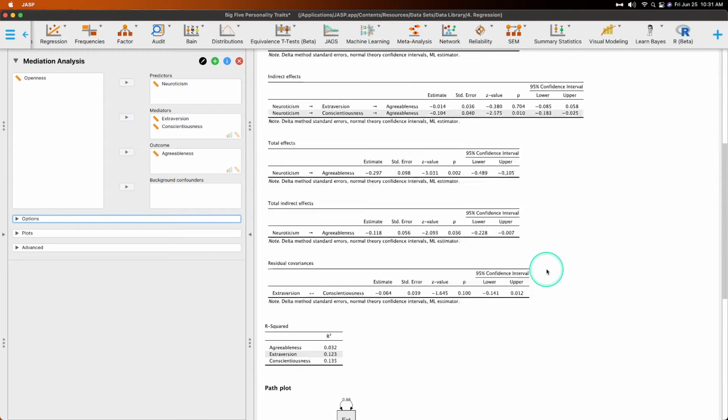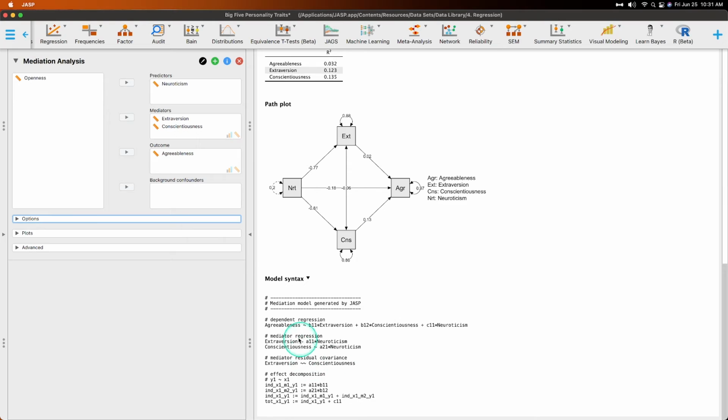and let's go through the output. Okay, first thing I want to point out is the model syntax. This is the model syntax, a little commented area here. It's a mediation model generated by JASP, just in case you wanted to share it with somebody and they were like, where did the syntax come from? Well, it came from JASP, of course. Give them the credit they deserve. I would leave that in there.